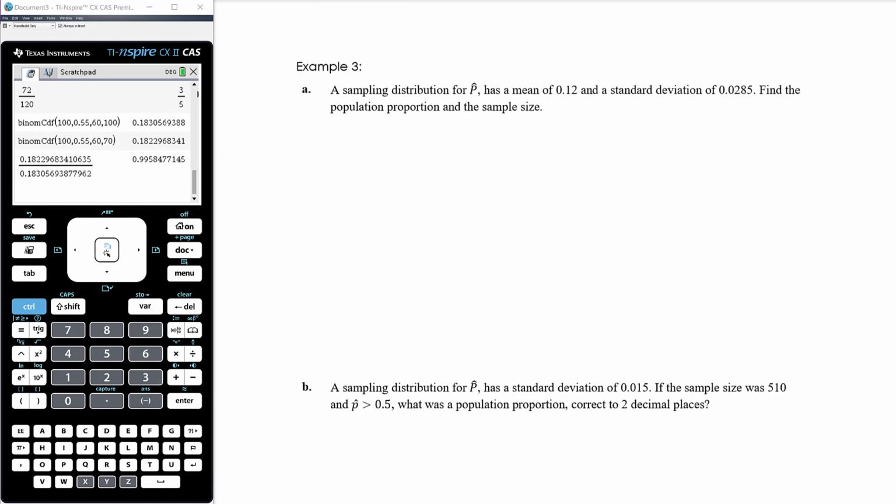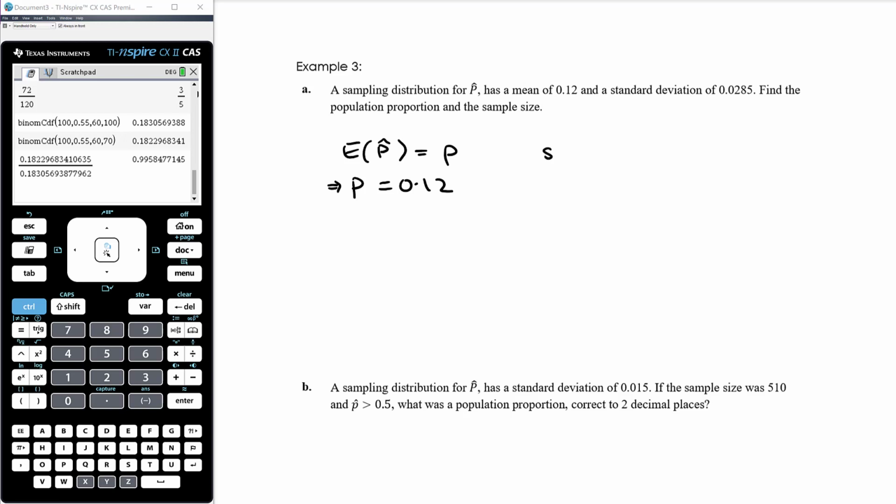Alright, example 3, a sampling distribution for p hat has a mean of 0.12 and a standard deviation of 0.0285. Find the population proportion and the sample size. Okay, so we know that the mean, the expected value of p hat, is p. And so therefore, this means that we know that p is 0.12, because the mean is 0.12.